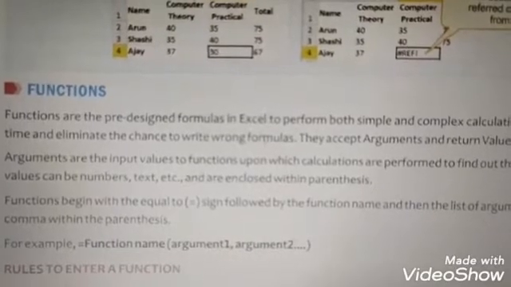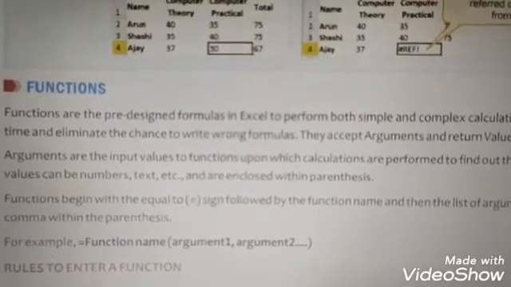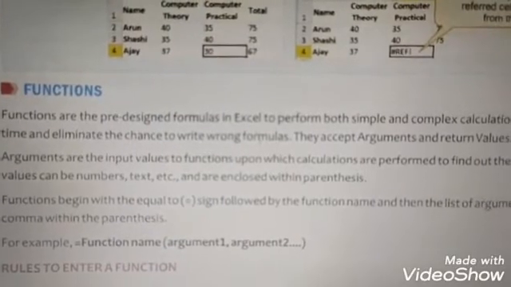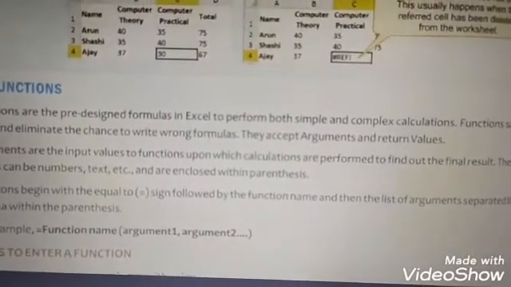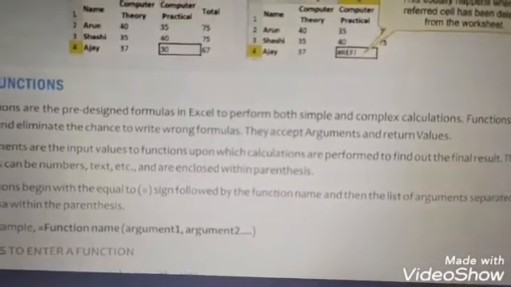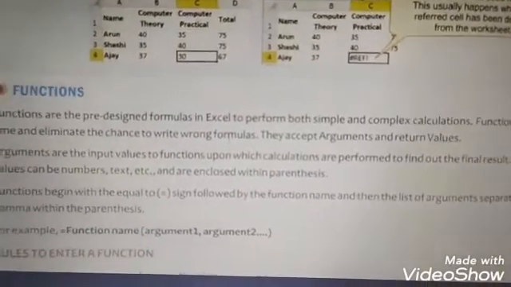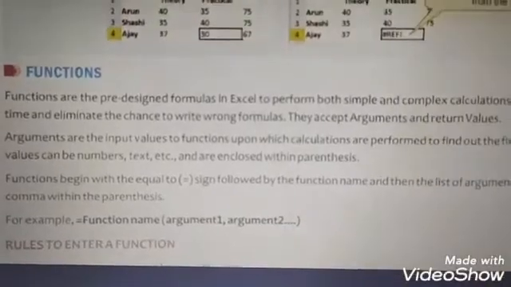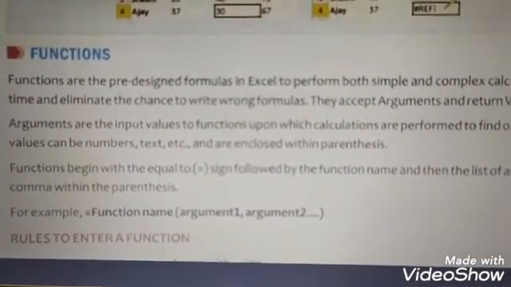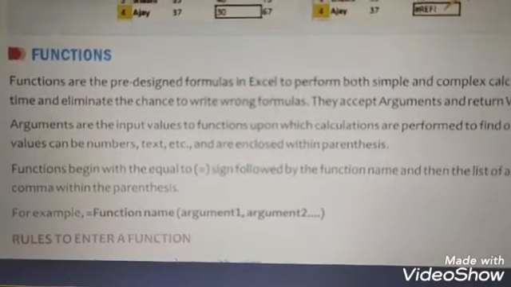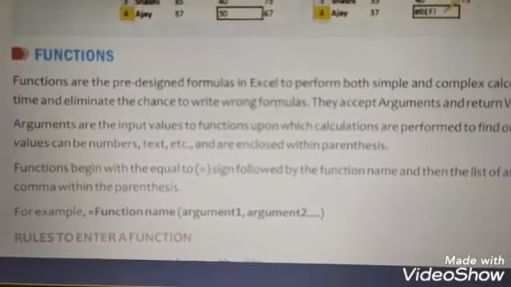A function follows the same procedure as a formula. First you write the equal symbol, then the function name, then the parenthesis starts, then the list of arguments separated by commas. If more than one argument is present, they should be separated by commas, then close the parenthesis. For example: equal symbol, function name, open parenthesis, argument 1, comma, argument 2, and so on, as many arguments as you like, then close the parenthesis.